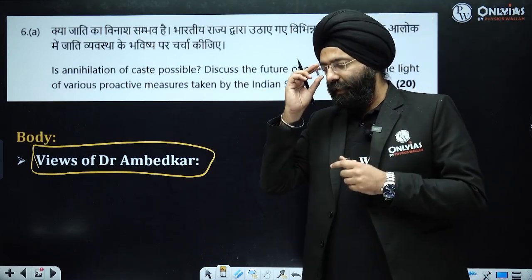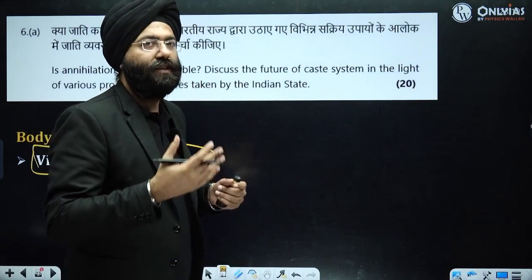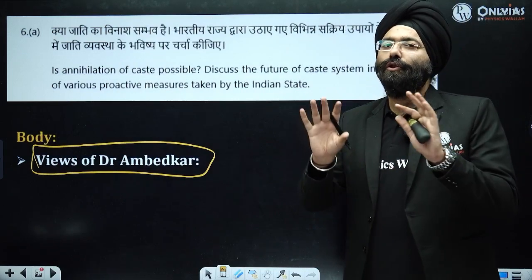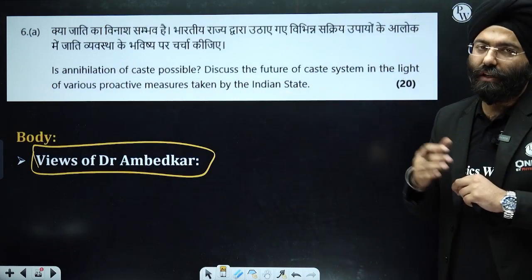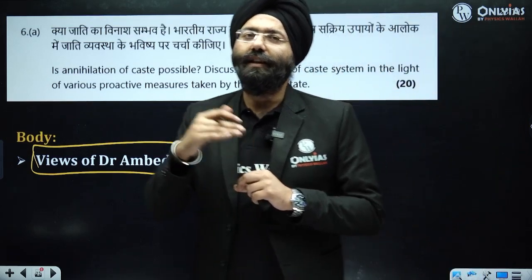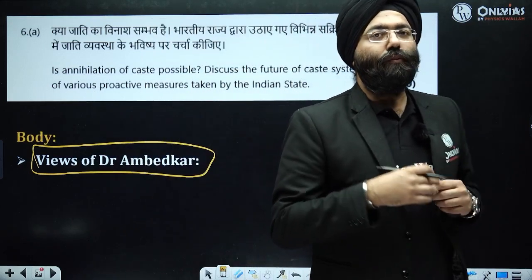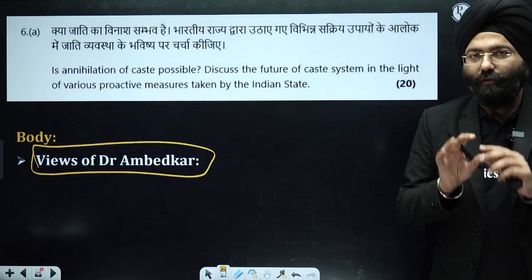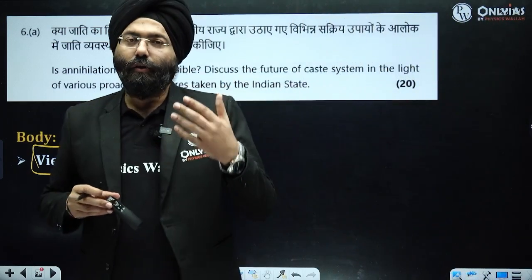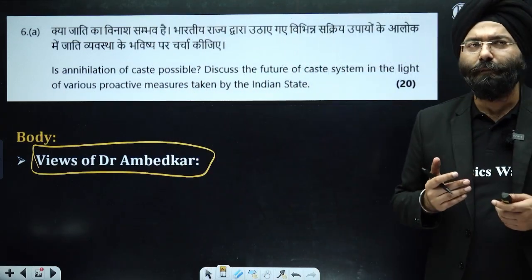Now, he gave two means for annihilation of caste. First was promotion of interdining, eating together. He said it might help, but it would not basically lead to a proper outcome. The second thing was to promote inter-caste marriages. This was his other opinion towards the concept of annihilation of caste. So he has mentioned various things, and these are the major opinions.